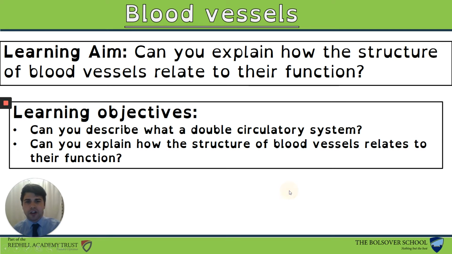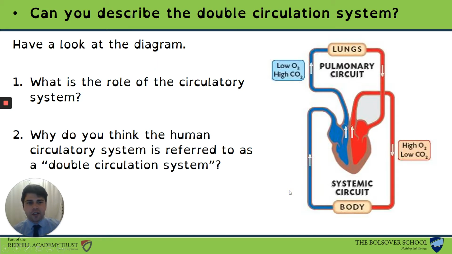So first thing I'd like you to do is have a look at the diagram on the right hand side of the screen of the human circulatory system. Bear in mind it's incredibly simplified, but it should allow us to think about what we need to talk about today. So what is the role of the circulatory system is the first thing to think about. And then why do you think the human circulatory system is referred to as a double circulation system? So think about your responses, pause the video, and then unpause when you're ready to continue.